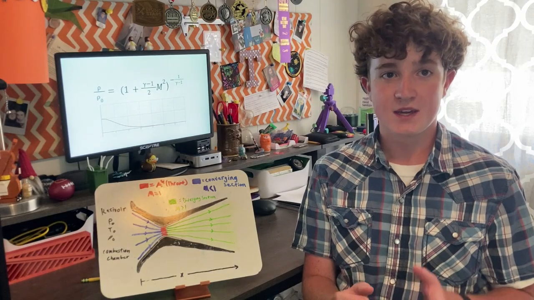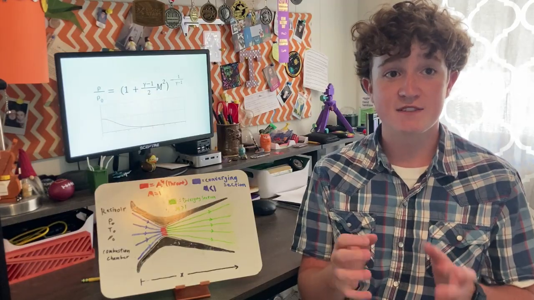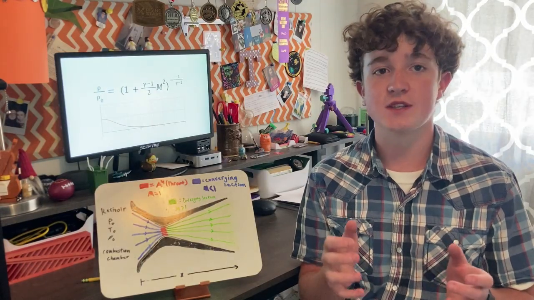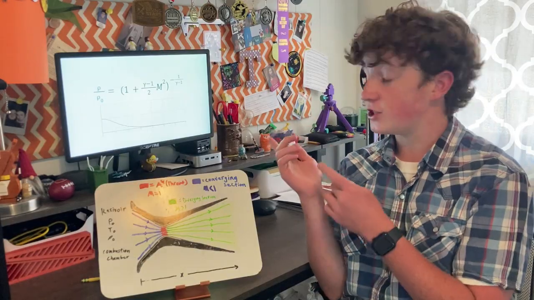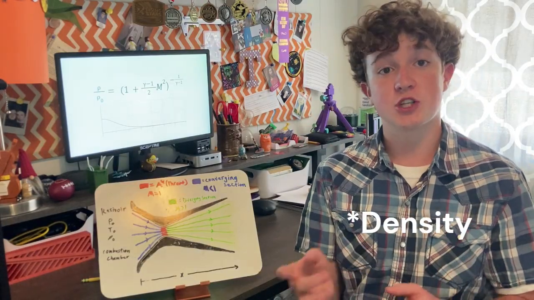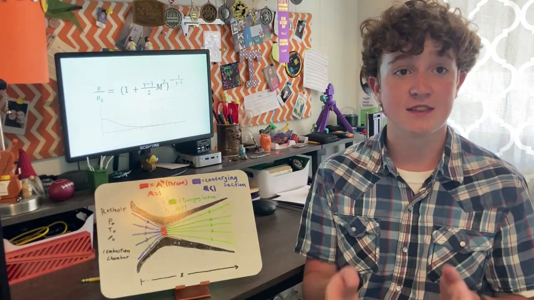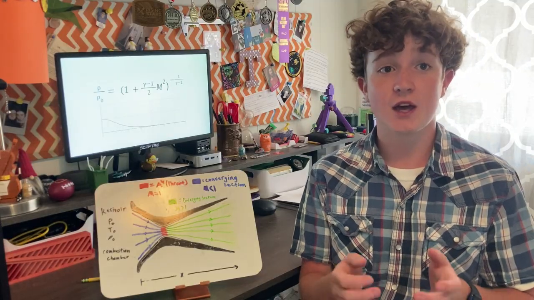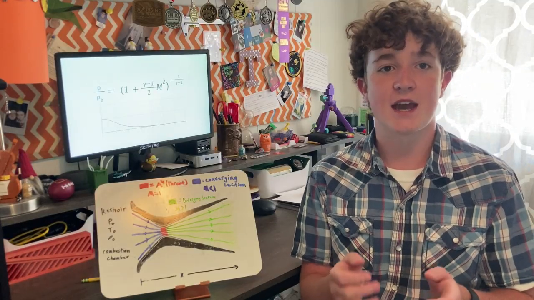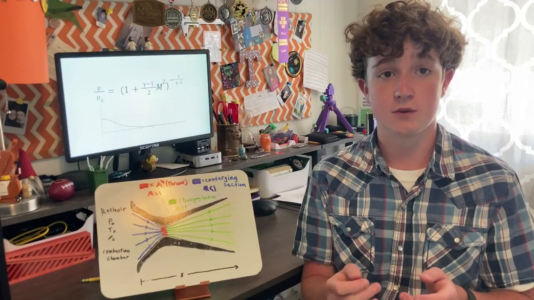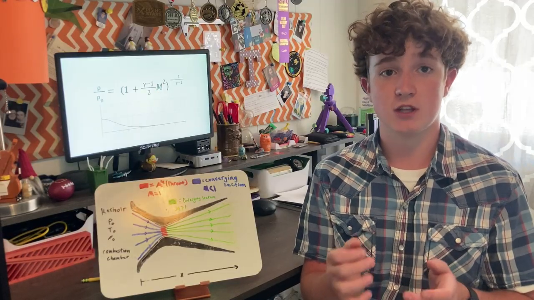Last is density. Density is important as it is what drives the divergent section of the nozzle and increases the velocity. This equation gives the relationship between the pressure along the nozzle to the gas density in the combustion chamber. As we've seen with the other gas characteristics, the density of the gas decreases as we continue down the nozzle. This is important to increase the exit velocity.